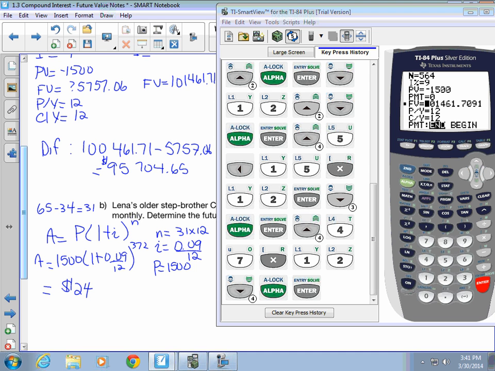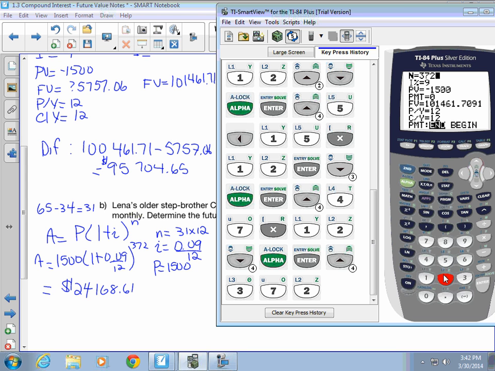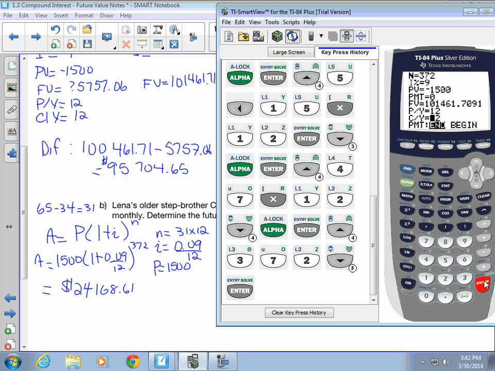So calculating this way, you get $24,168.61. If you try it in the solver, this one was 372. Same thing, 9%, $1,500. All the rest is the same, but we want our future value. Alpha, enter. 24,168.61. Perfect. Okay, next example.